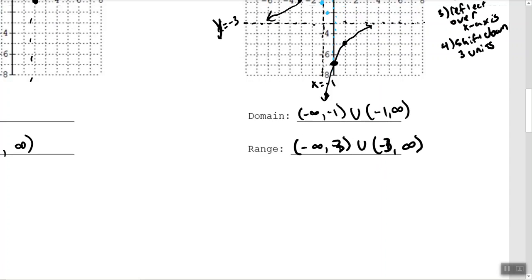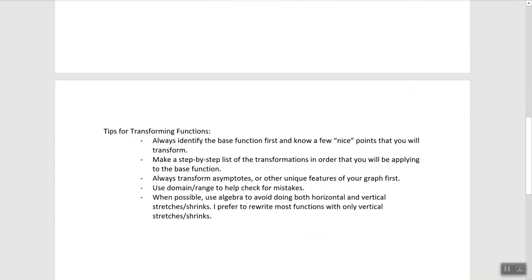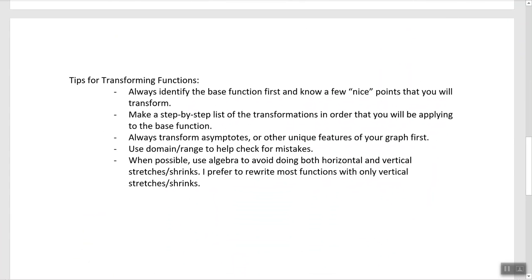Now, tips I always have in mind, so keep these in mind when you're transforming them. Always identify the base function first and know a few nice points that you'll transform, just like I did up there. Make a step-by-step list of these transformations in order that you will be applying them to the base function. So think work inside out. Always transform asymptotes and other unique features of your graph first, because this will help you identify if you're making mistakes later if it doesn't seem like they're matching up very well.